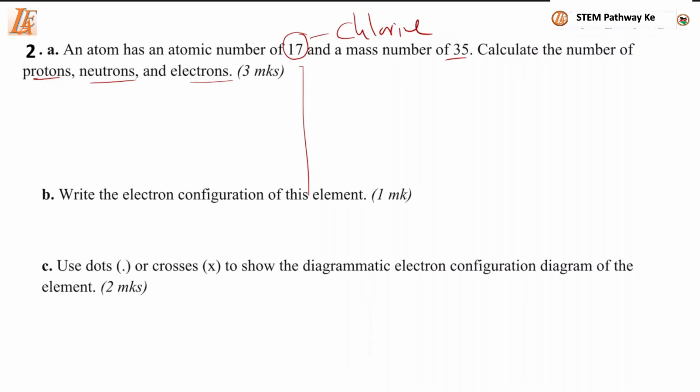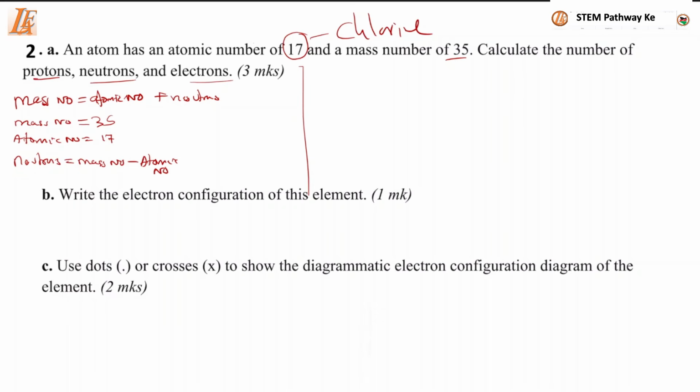In this case, what we know is that mass number is equal to atomic number plus the number of neutrons. Therefore, in this case we have the mass number as 35, and we have the atomic number as 17. Therefore, for us to find the number of neutrons, we are going to take mass number minus atomic number.